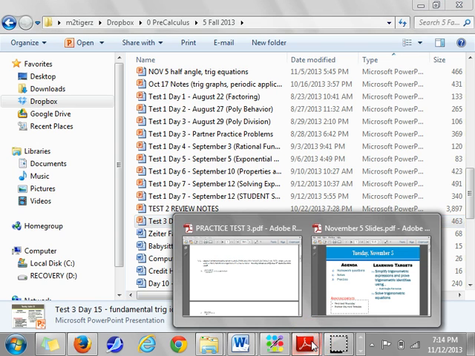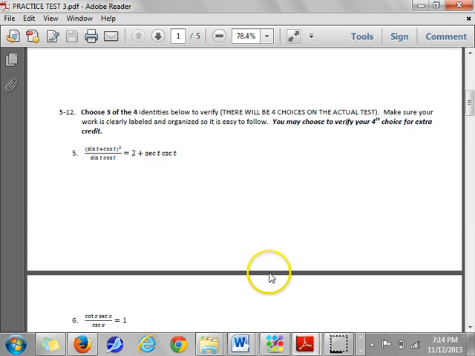And just like it says on the practice test, on the actual test, there are going to be four choices. You have to do three of them. If you have time and you want to do the fourth one, then you can get extra credit for it. Even if you attempt it and you don't finish it, you can get partial extra credit for it. So it's definitely in your best interest to try all of them. But I'll basically be grading it as if there were just three of them there.